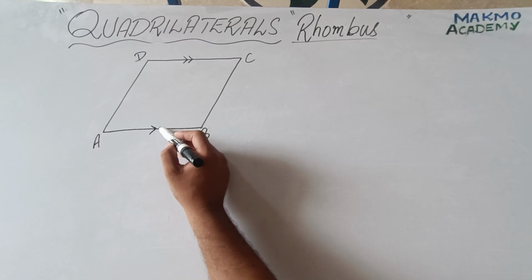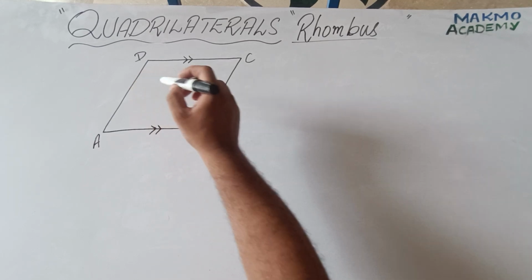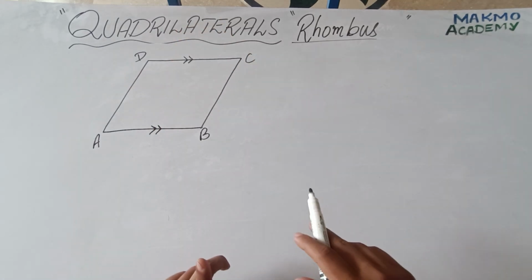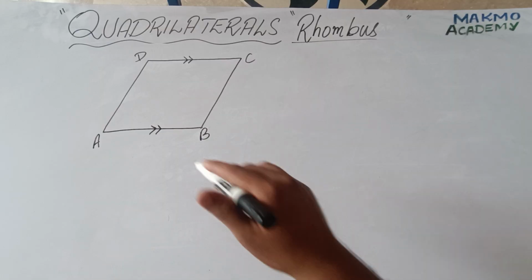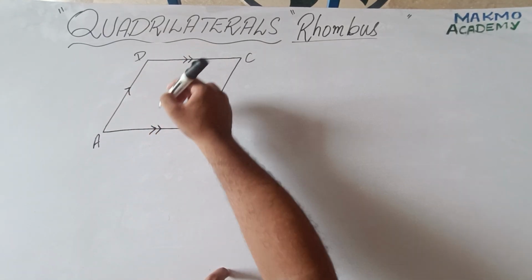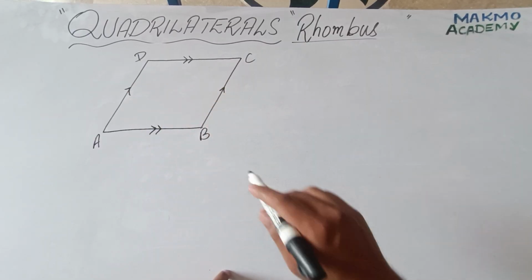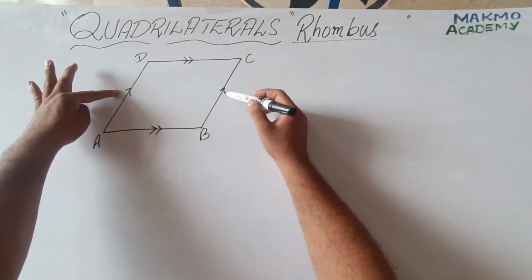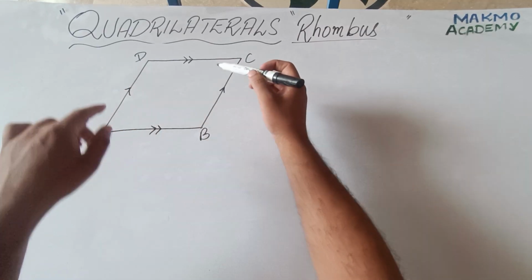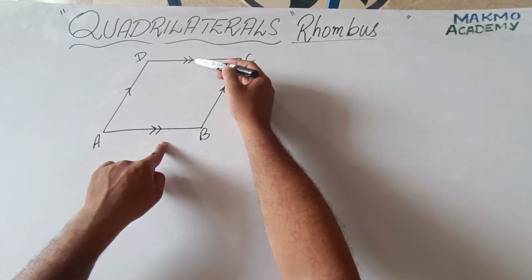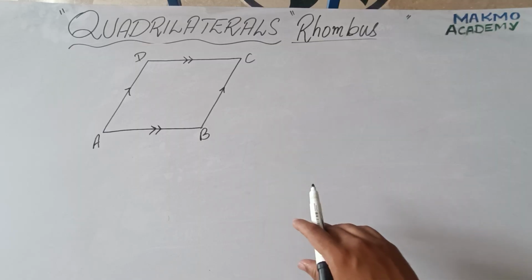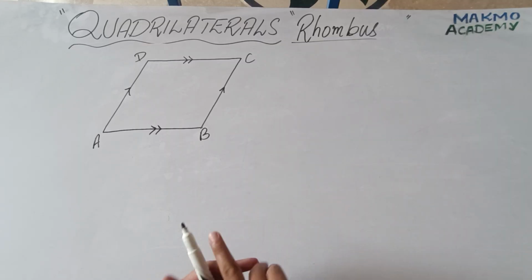Opposite sides are parallel with each other. Opposite sides are equal in length. So this is the first property. So double arrow, parallel side, single arrow, parallel side. These two sides are equal in length and parallel with each other. These two sides are equal in length as well as parallel with each other. So there are two pairs of parallel sides.